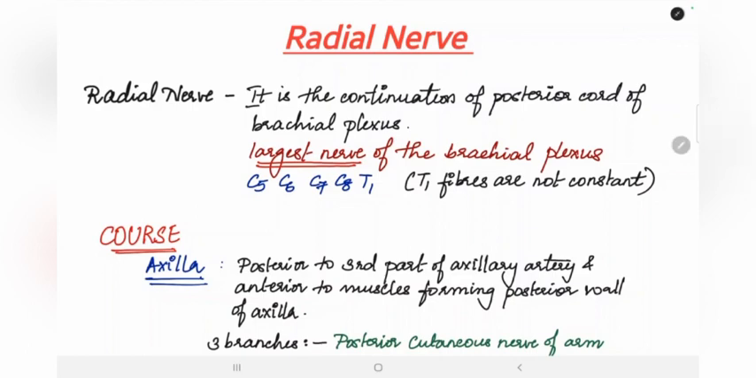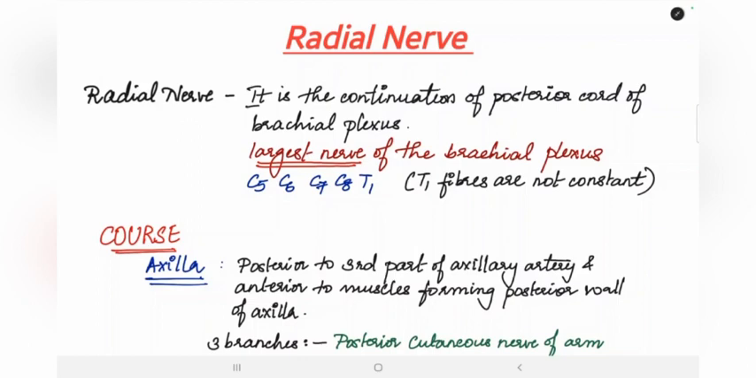We have already learned about the brachial plexus and the different cords of the brachial plexus, in which we discussed that the radial nerve is a branch of the posterior cord. So here we know that it is the continuation of the posterior cord. In fact, it is the largest nerve of the brachial plexus and has fibers from all the constituting roots of the brachial plexus, which are from C5 to T1: C5, C6, C7, C8 and T1. However, the T1 fibers are not always constant.